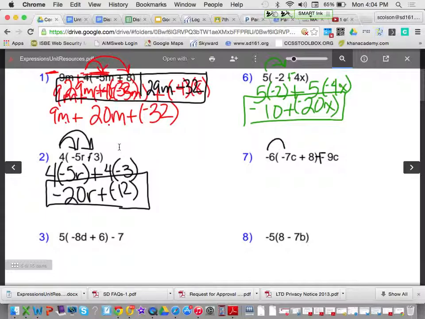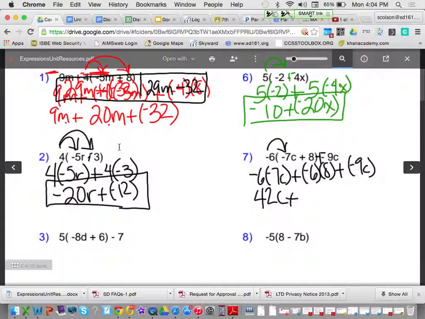So, negative 6 times negative 7c plus negative 6 times 8 plus negative 9c. Negative 6 times negative 7c is going to be, let's see, the signs are the same, so it's going to be positive. We have 42c plus, I have a negative 6 and a positive 8, which gives me a negative, and 6 times 8 is 48. And then I have plus a negative 9c.